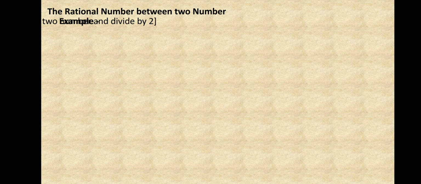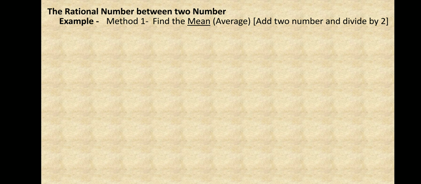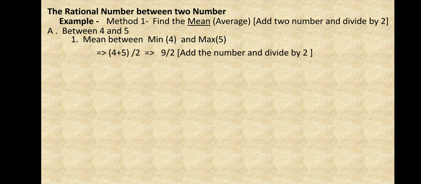And now let's go with rational numbers between two numbers. So example 1 is method 1, which is to find the mean. And what is the mean? Mean means to find the average. And how are you going to do it? By adding the minimum and the maximum number, which are the two numbers, and dividing it by 2. Let's go on. So your question is between 4 and 5. So how are you going to do it?